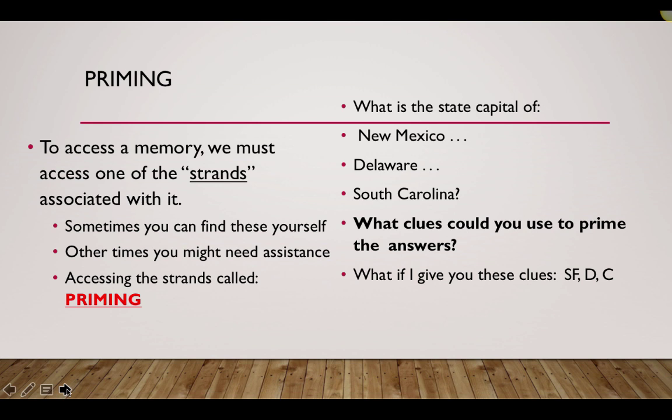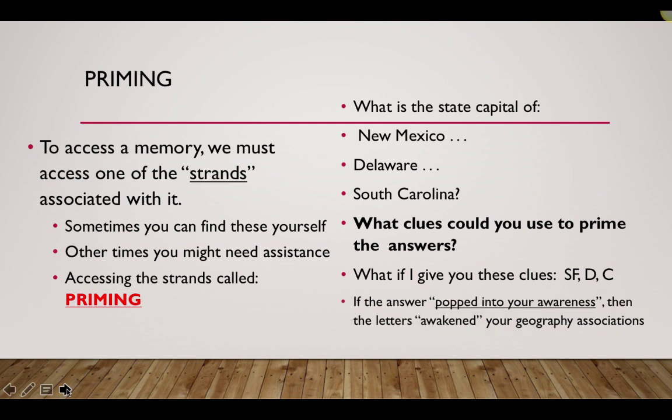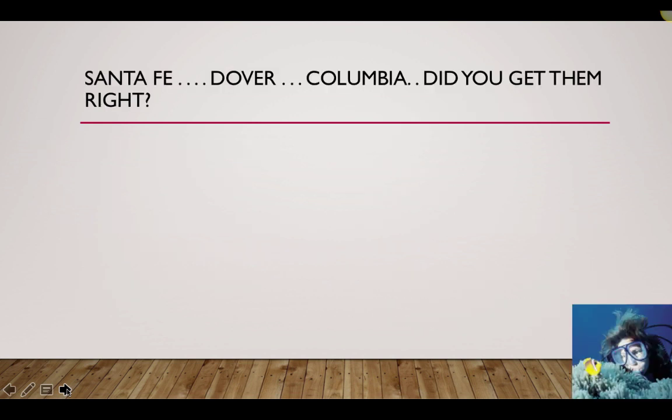Did that help any of you? If it did, we primed your memory. And if it popped into your conscious awareness, the priming was successful. We might have awakened your geography strands. So here we are, the state capital, Santa Fe, Dover, and Columbia.